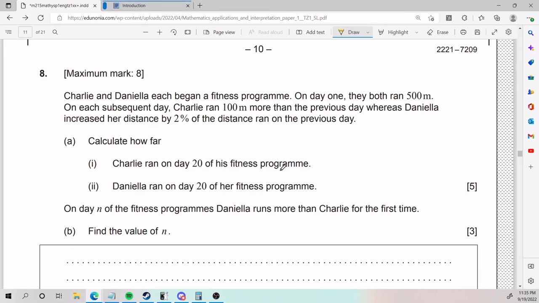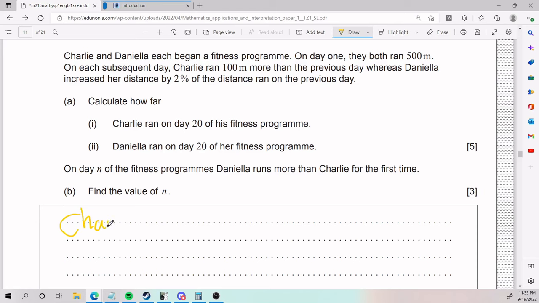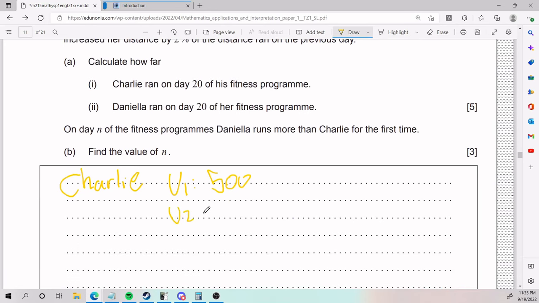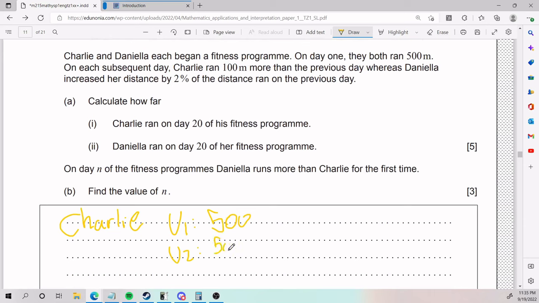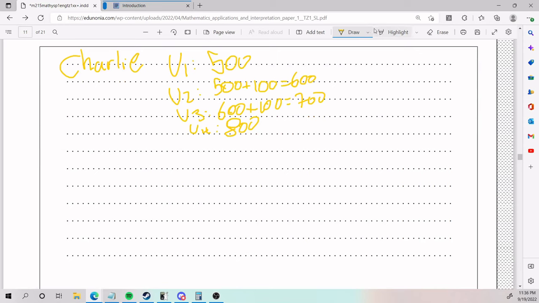The tough part here is understanding how Charlie increases his meters run and how Daniela increases hers. For the case of Charlie, on day 1 he was at 500. On day 2, he ran 100 more than last time, so it's 500 plus 100, 600. For U3, it's 600 plus 100, 700. Well, you get what's going on by now. U4 is going to be 800, etc. So this is the nature of how Charlie's distance increases.